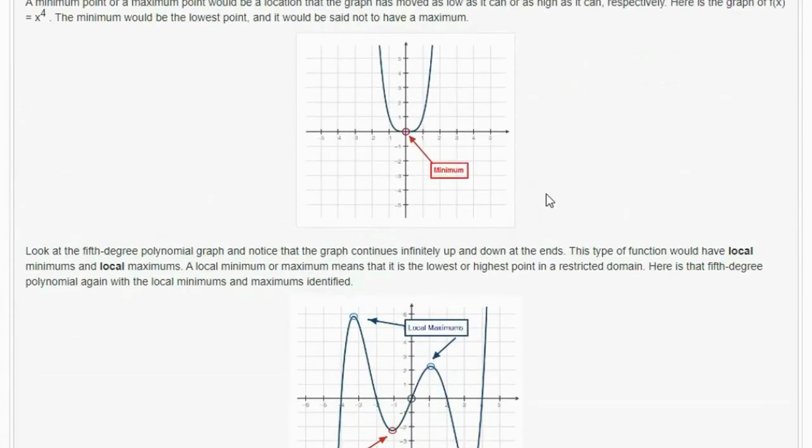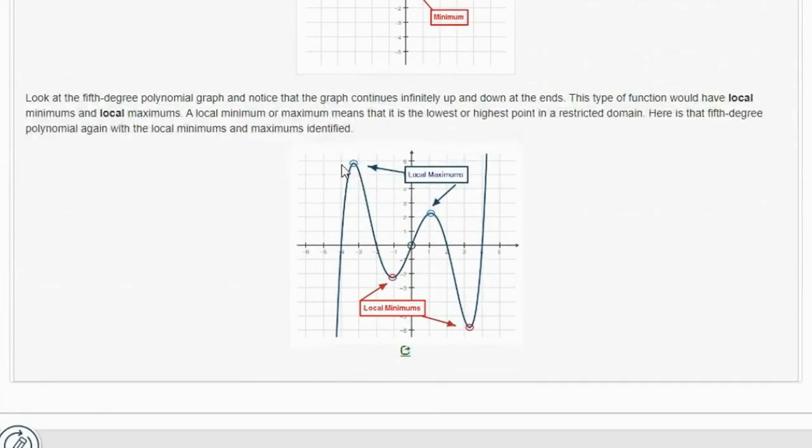Minimums and maximums. This has 1 minimum. This has 2 local maximums or relative maximums. Local and relative, same thing. 2 local minimums, but it really doesn't have a max or min because they go to infinity.